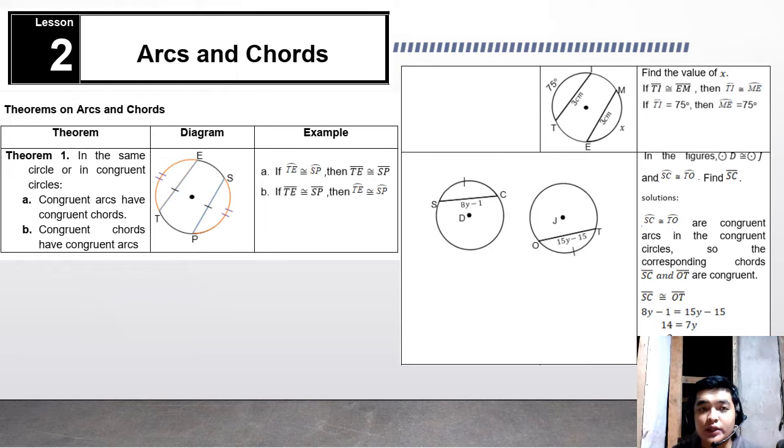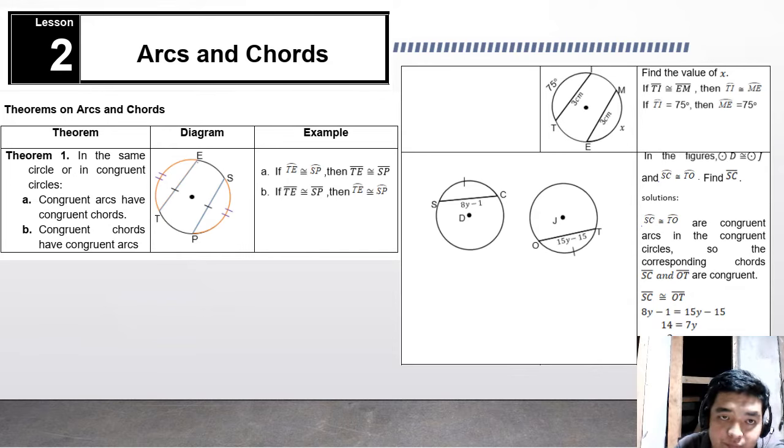Okay, let's proceed now to lesson 2, arcs and chords. So we have theorems. First theorem: in the same circle or in congruent circles, congruent arcs have congruent chords, and congruent chords have congruent arcs.